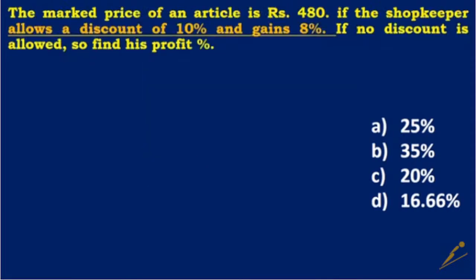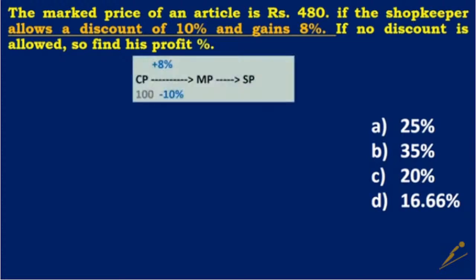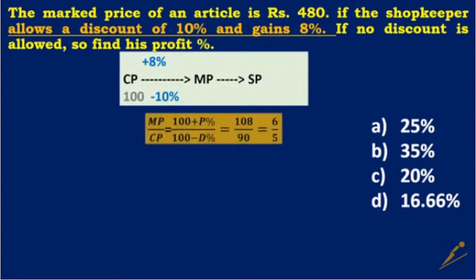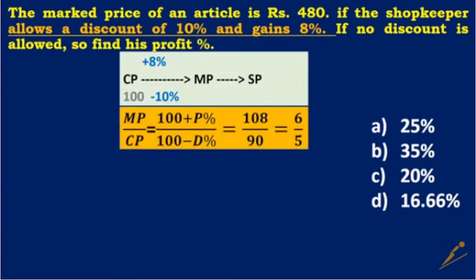The marked price of an article is 480 rupees. If the shopkeeper allows a discount of 10% and gains 8%, if no discount is allowed, find his profit percent. The shopkeeper allows a 10% discount and gains 8%. The ratio between marked price to cost price is 100 plus profit percent to 100 minus discount percent. The ratio is now 6 to 5.